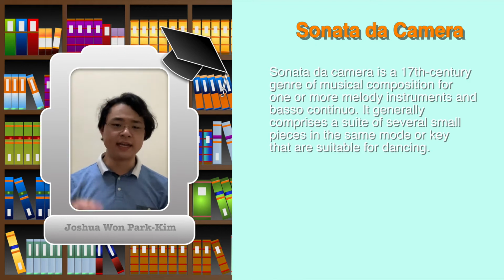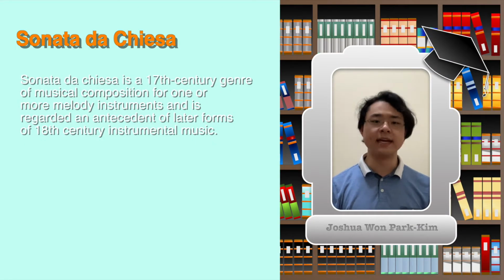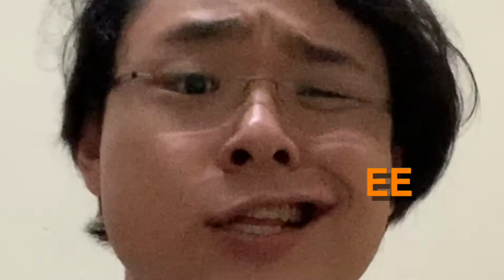Sonata da camera is chamber music, which is usually composed for multiple instruments together, just a small group of ensemble. And sonata da chiesa is church music. Why did I mention that? Because I'm all about the originality.